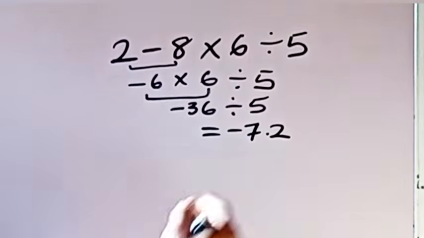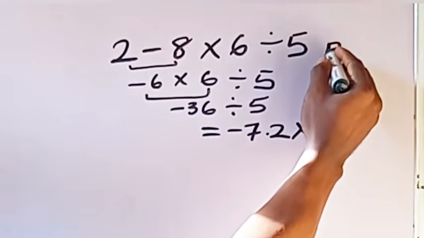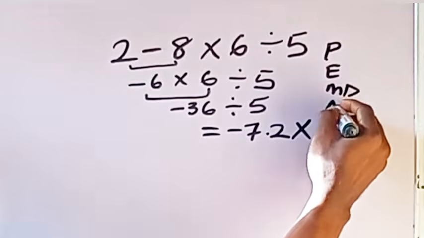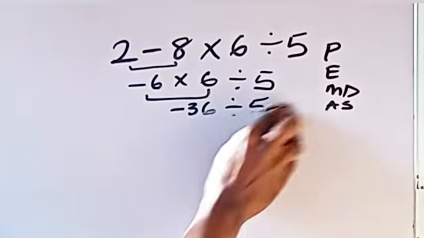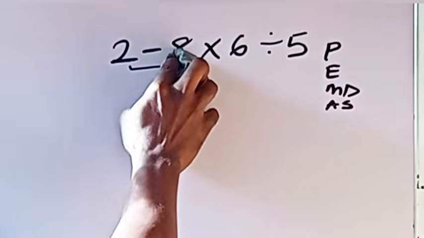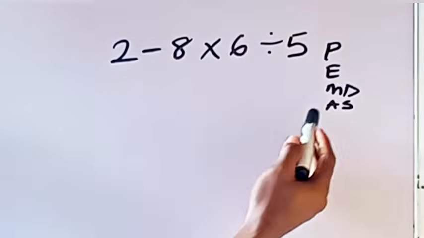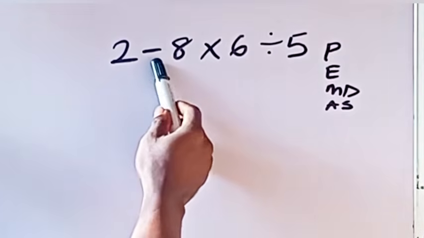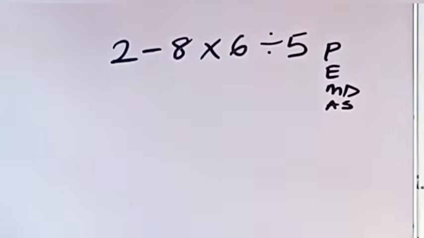All right, but this answer is not correct. According to PEMDAS, our answer will not be minus 7.2. So therefore, PEMDAS says that we should do multiplication first because we have one division, one multiplication, and one subtraction. So according to PEMDAS, we are doing multiplication first.